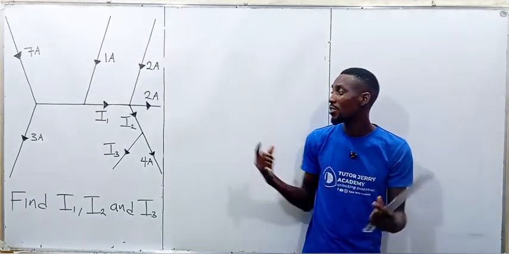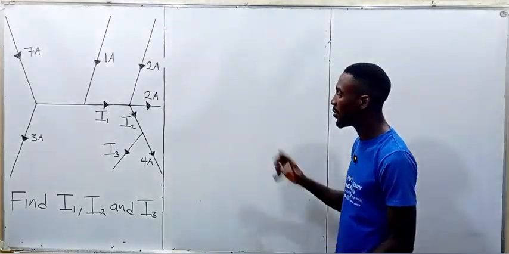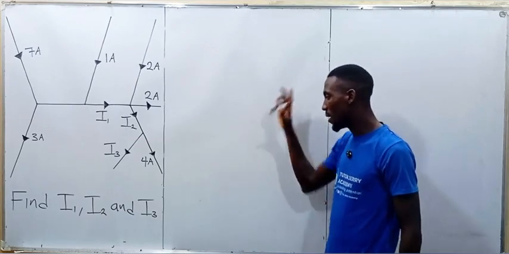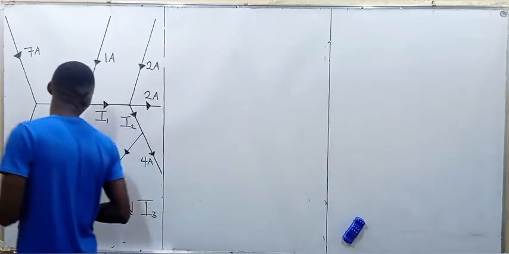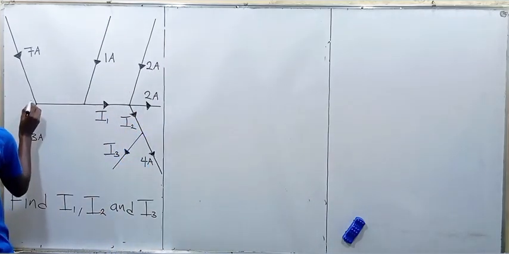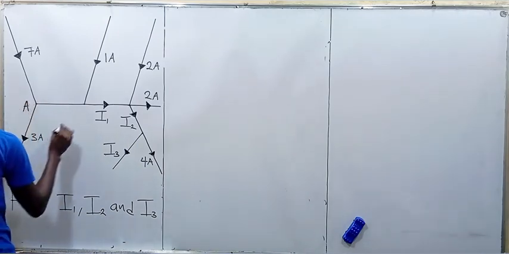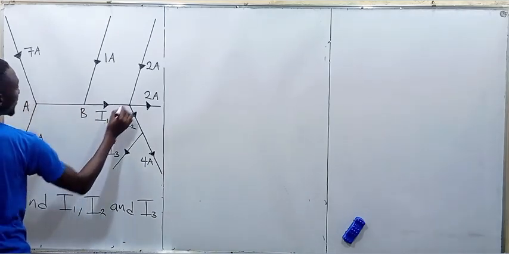All right, let's solve the question above. The question says we should find I1, I2, and I3. For us to solve this question properly, let's name each node that we have here. Let's name this node A, this node B, this node C.